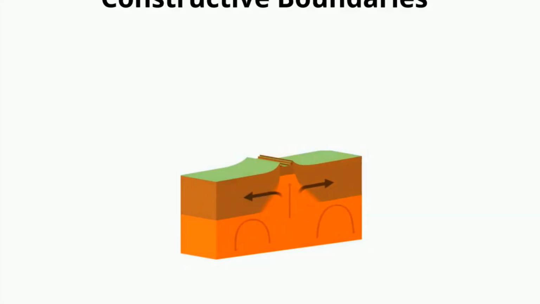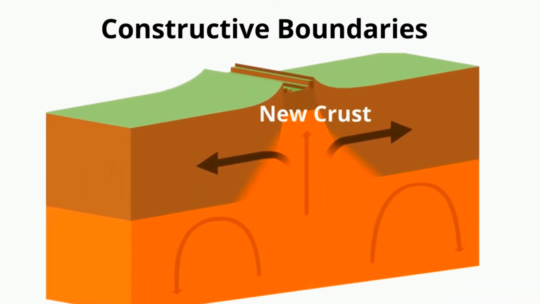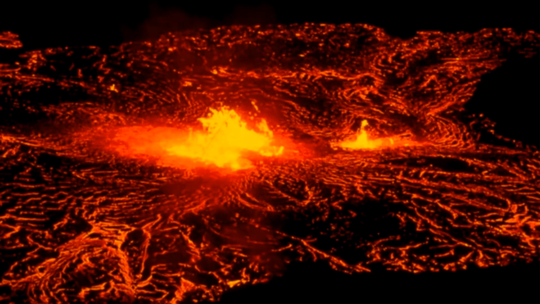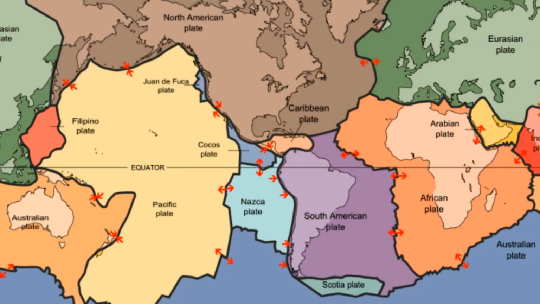Divergent boundaries are constructive boundaries because new crust is formed. As the plates move apart, molten magma fills in the gap and creates new crust. If you look at the map of the major tectonic plates, you can see several divergent plate boundaries.